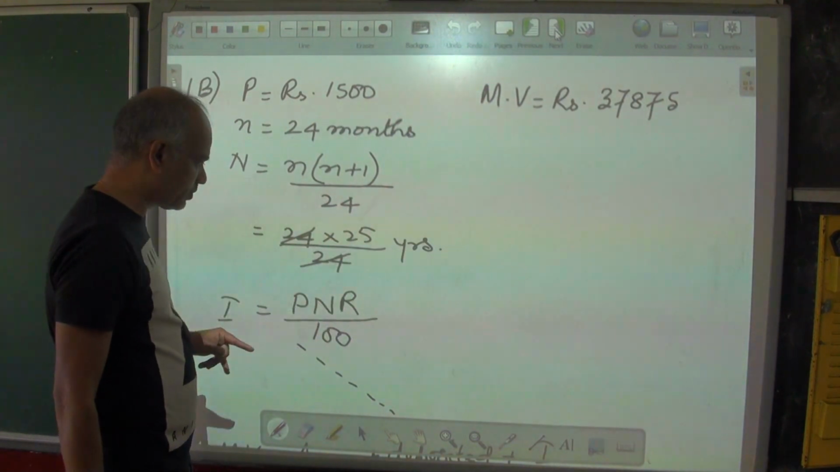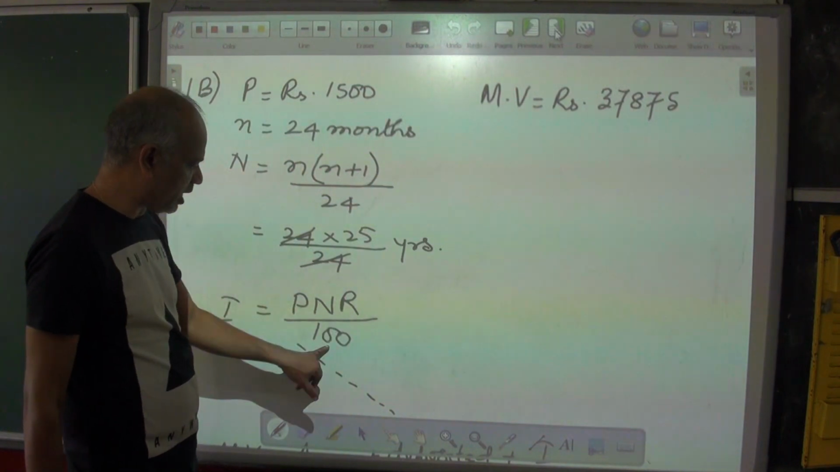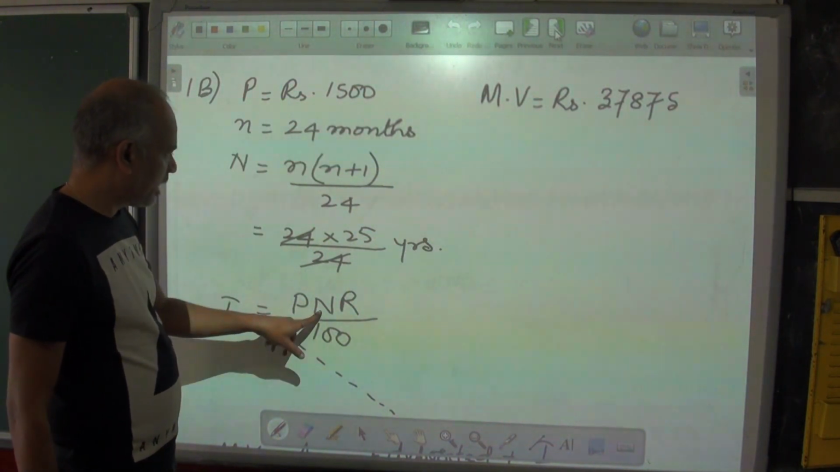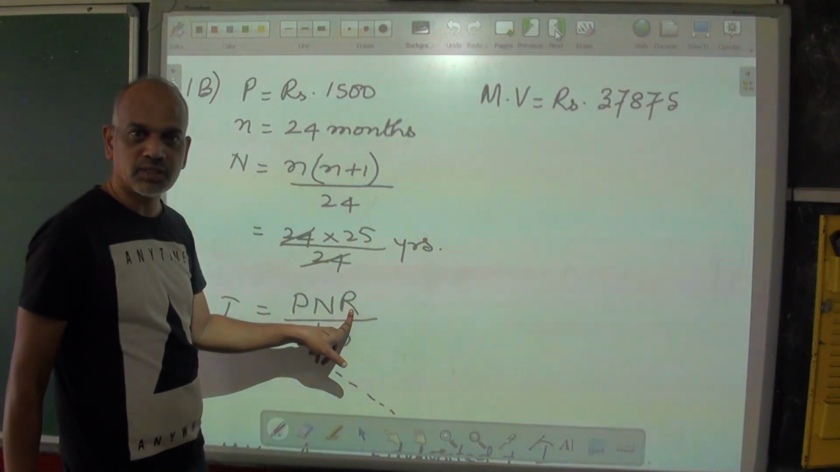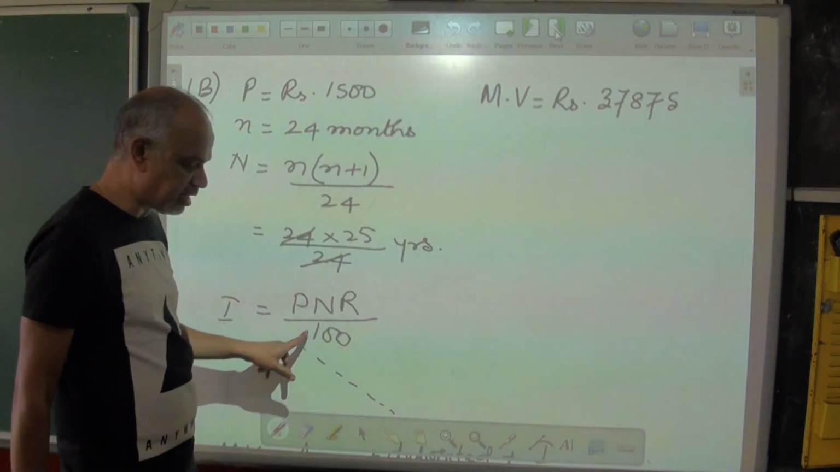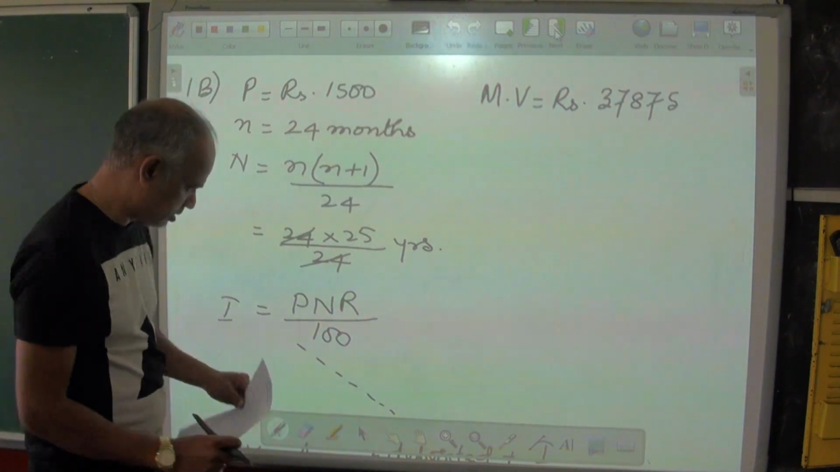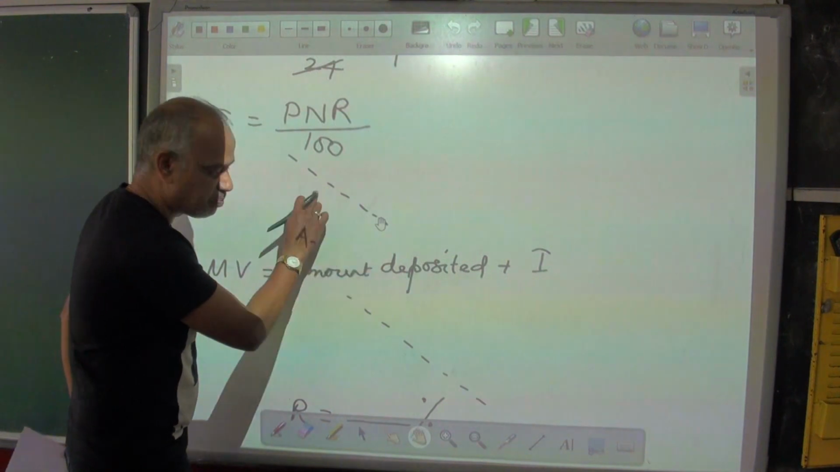After you complete this, then you will find interest. I is equal to P N R by 100. I will be equal to P is this value. N is this value, that's 25. R, you don't know, R is what is the question. You have to find R. So keep the R as it is, divided by 100. Simplify, you will get an answer which is in terms of R. So I've just put dots here. You have to complete this.